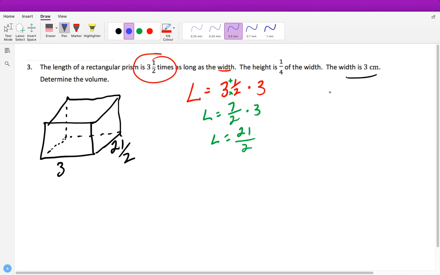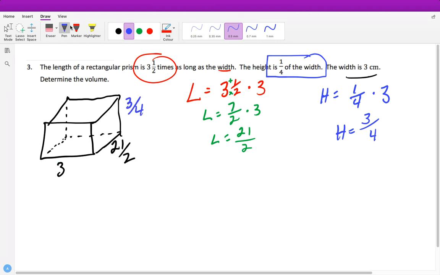And then it says that the height is 1/4 of the width. So for my height, it's going to be equal to 1/4, not 1/2, 1/4 of my width. So that means 1/4 times 3. So my height is equal to 3/4. And now that I did this, I have all 3 dimensions, so I can go ahead and multiply these together.